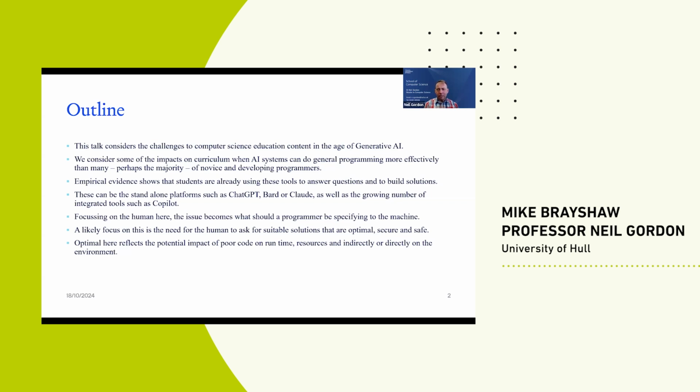But it raises all sorts of challenges in terms of, well, what do we need to teach developers? One of the ideas we're looking at in the talk is the human side of development. What is it we should focus on as educationalists in computer science? And looking at getting the human to find solutions that are optimal, safe, and secure that you won't necessarily get if you just ask an AI system for a code solution.